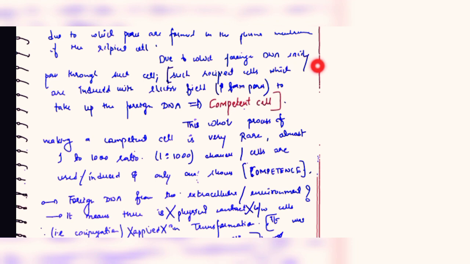Due to this, the foreign DNA easily passes through. Such recipient cells, which are induced with an electric field and form pores to take up the foreign DNA, are known as competent cells. Competence means it can easily take up that particular foreign DNA. It is made competent.